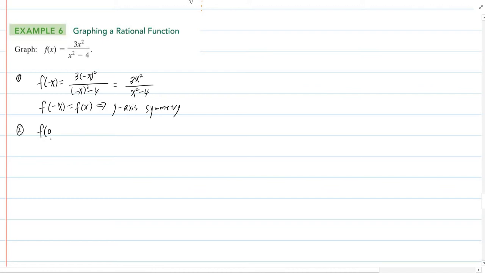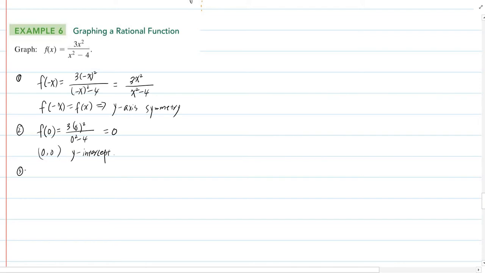Step 2, we're going to evaluate f of 0. We're going to plug in 0 here. That will be 3 times 0 squared over 0 squared minus 4. So here we have a 0 squared, that will be 0, multiplied by 3, that will give you 0. 0 over negative 4, that will be 0. So that means 0, 0 is your y-intercept.